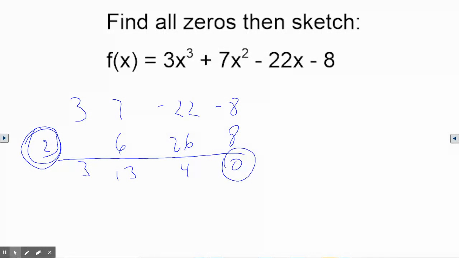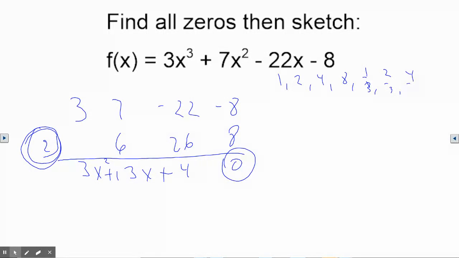So 2 works. And what's even better is that now I've got 3x squared plus 13x plus 4, which is an even smaller thing. I can even try to factor this if I want to, or I can continue using synthetic division. But if I look at my list of all those numbers from before, now I have a smaller list because I can't use 8 as one of the possible factors.